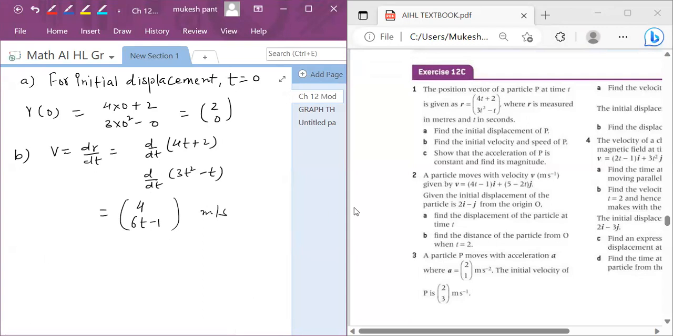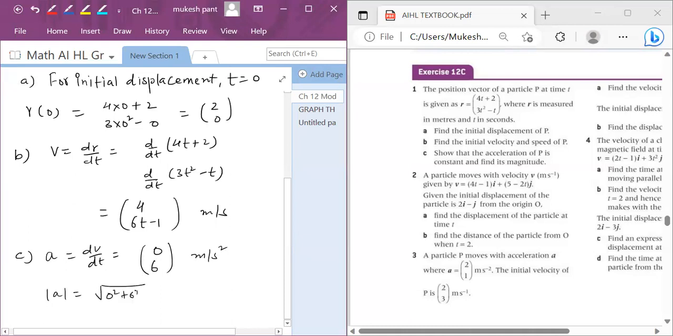Now next is to show that the acceleration of P is constant and find its magnitude, part C. So acceleration a equals dv over dt, we know. So you will have to differentiate this one. The derivative of 4 equals 0, and this is 6 because the derivative of the constant is 0. So this is the acceleration, and it will be constant because it does not depend on the time t. Okay, so now we have to find its magnitude. So the magnitude of a equals 6 meters per second squared.